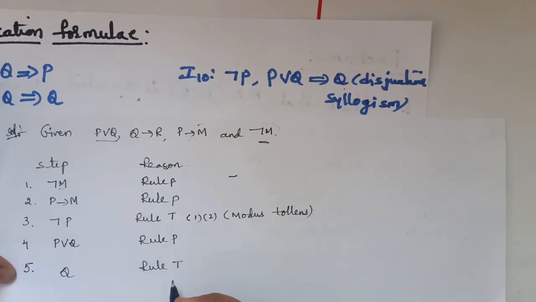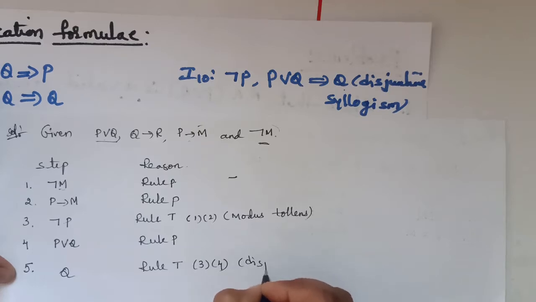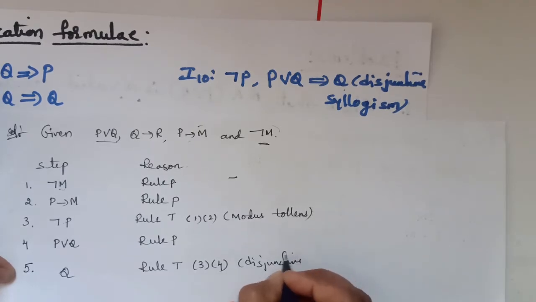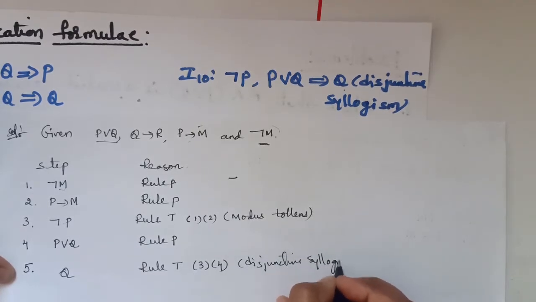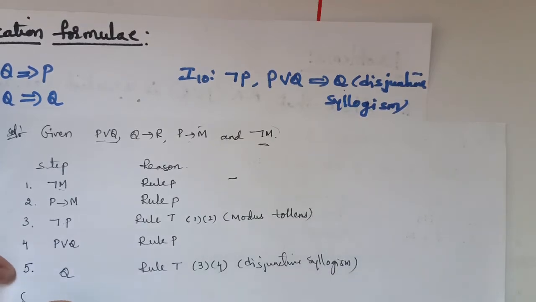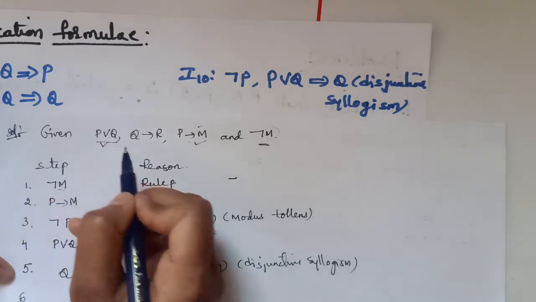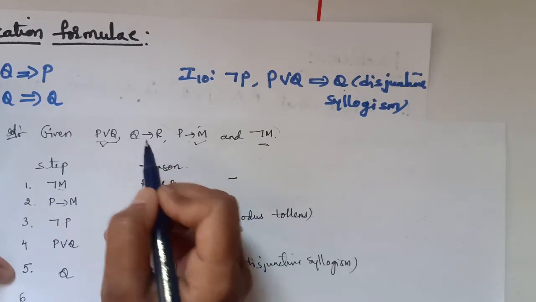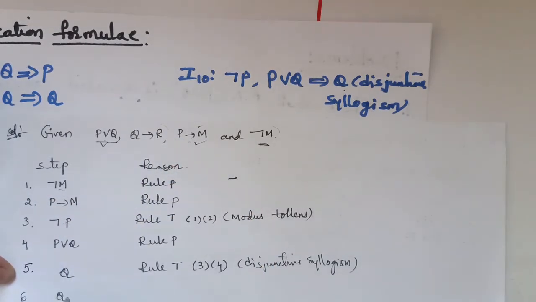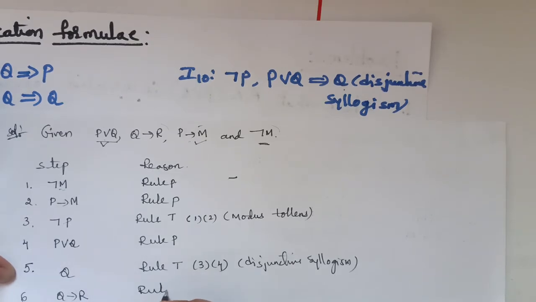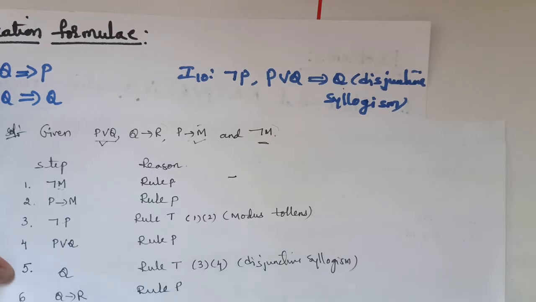This is rule T from 3, 4, disjunctive syllogism. Next, the sixth one. This we have introduced already. There is only one premise remaining, that is Q conditional R. So I have introduced Q conditional R, that is rule P.